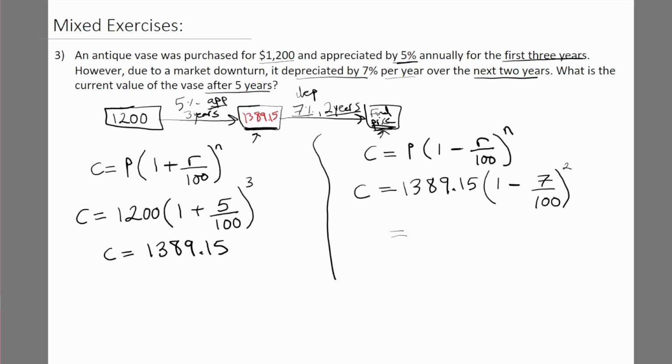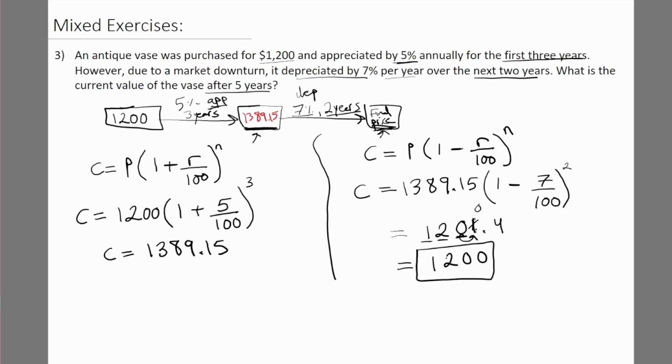1 minus 7 over 100 to the power of 2. And so we get 1,201.4 and a bunch more decimals. Rounded to 3 significant figures, this will be 1,200, because this is the first, this is the second, this is the third, and it will not get rounded up because we have a 1, and this will just turn to a 0. So this is the final answer.